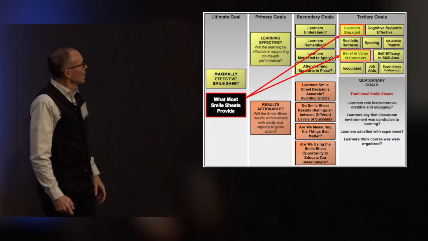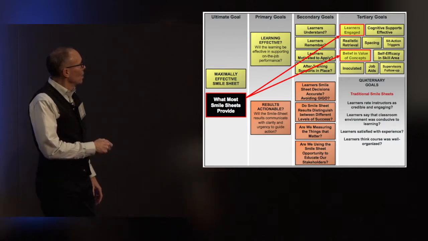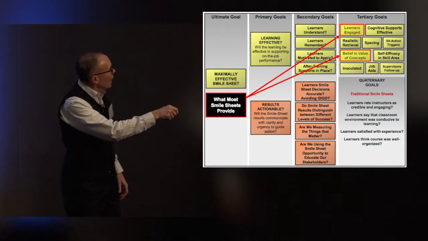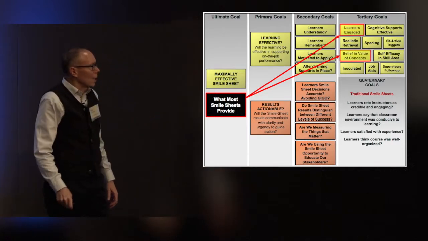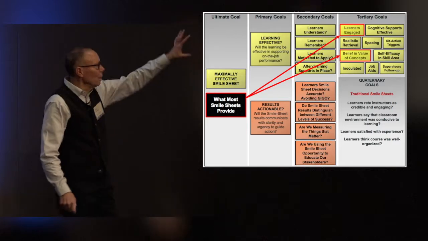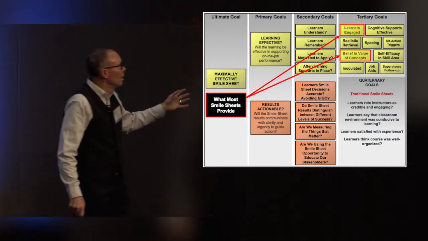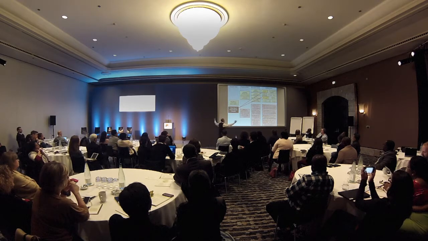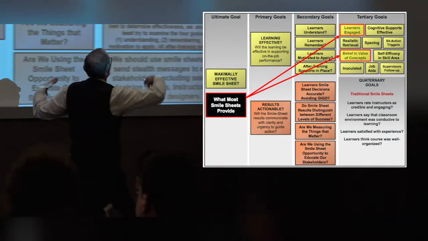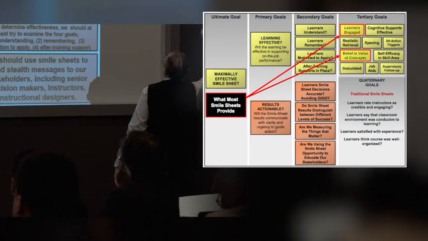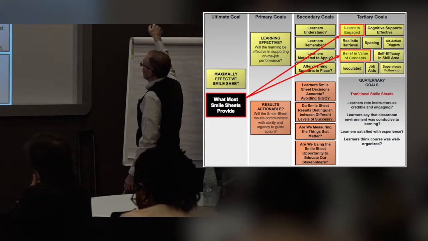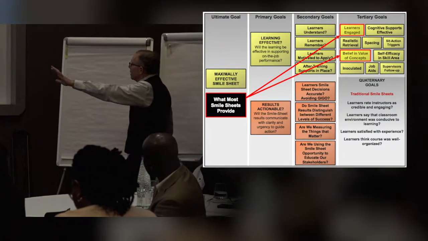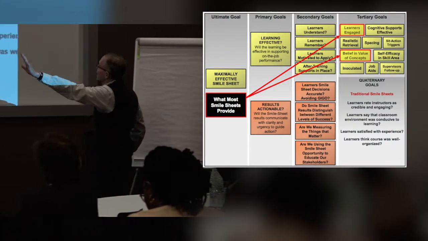So let's think about what most of our smile sheets provide. On this map, learners are engaged and they have a belief in the value of the concepts. They're missing all this other stuff. And you know, PowerPoint is a great thing, but sometimes there's not enough space. I'd really like to have a fourth column here to have fourth-level goals, but you can't do that with PowerPoint. I kind of wish that I could just go and look at that.